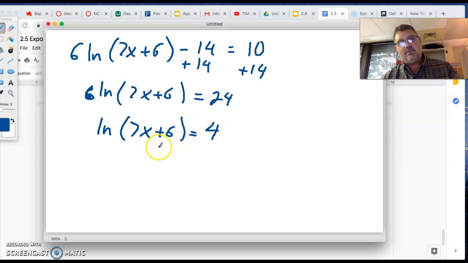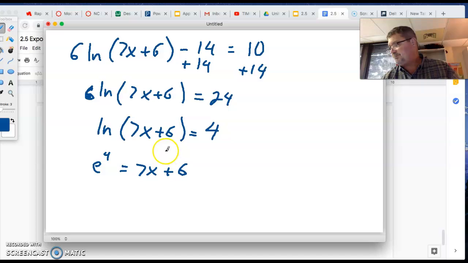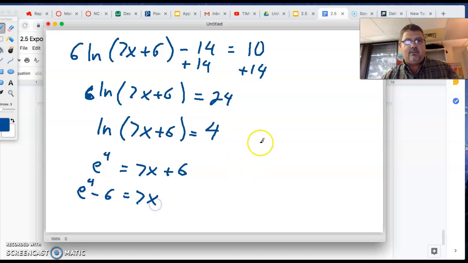All right, now it's time to convert to exponential form. Since this is base e, we're going to have e to the 4th equals 7x plus 6. And now it's just a matter of subtracting over 6. e to the 4th minus 6 is equal to 7x. So finally, x is e to the 4th minus 6 all over 7.